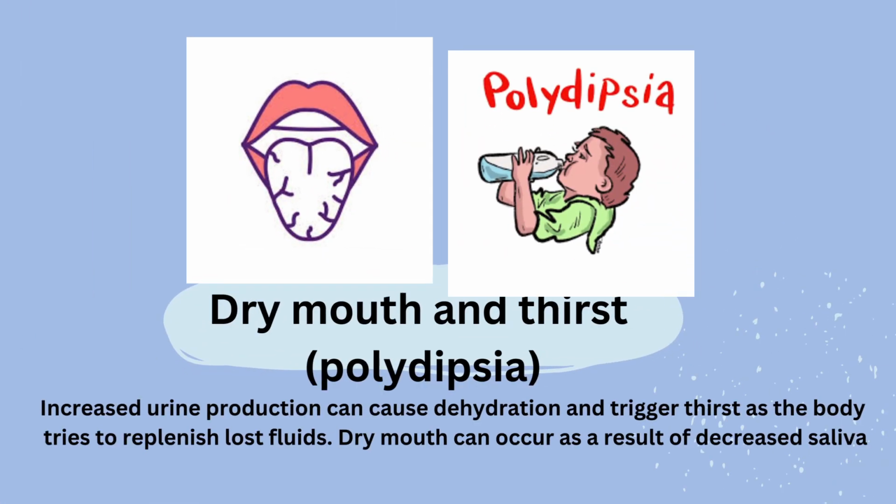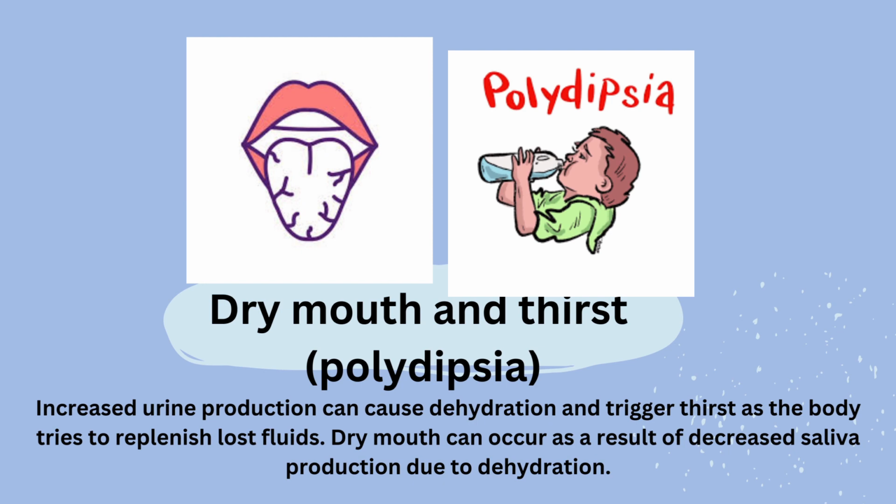Blocking the action of vasopressin with antagonists results in decreased water reabsorption in the kidneys, leading to increased urine output. This increased urine production can cause dehydration and trigger thirst as the body tries to replenish lost fluids. Dry mouth can occur as the result of decreased saliva production due to dehydration.